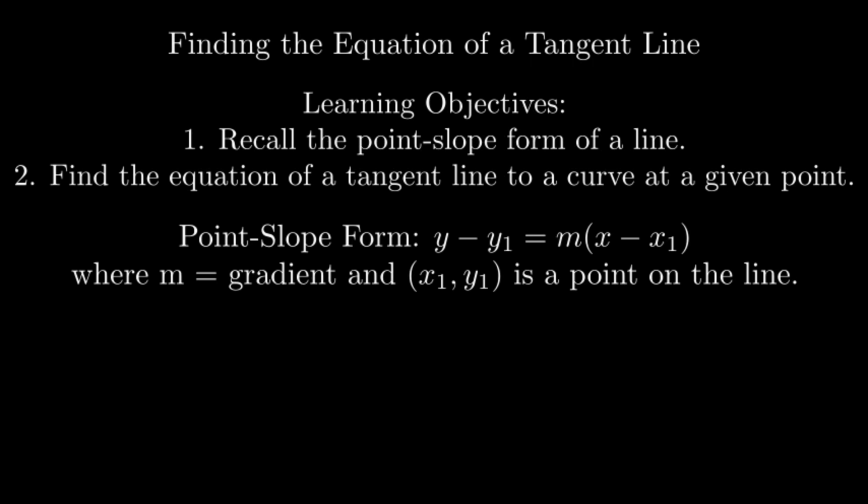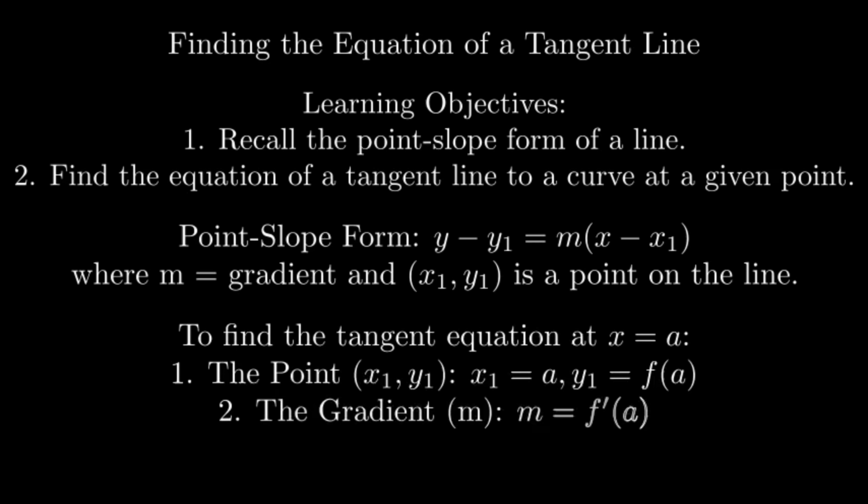To find the equation of a tangent line to a curve y equals f of x at a point x equals a, we need two things: the point of tangency and the gradient at that point. The point is found by taking our x value, which is a, and finding the corresponding y value by plugging a into the original function f of a. The gradient, as we just learned, is found by plugging a into the derivative function f prime of a. Let's work through an example to see this entire process in action.